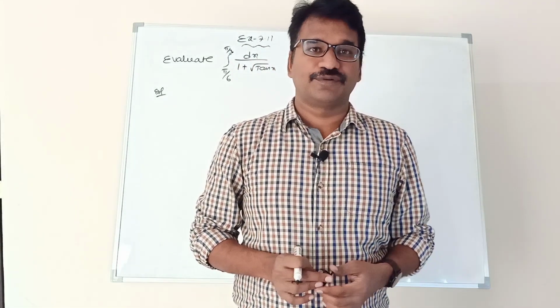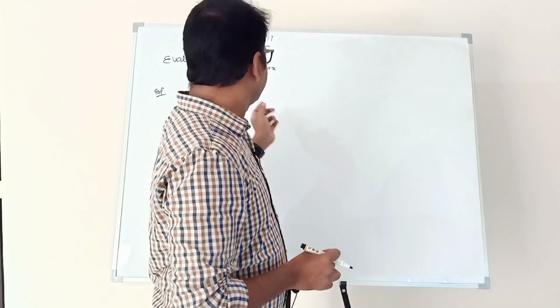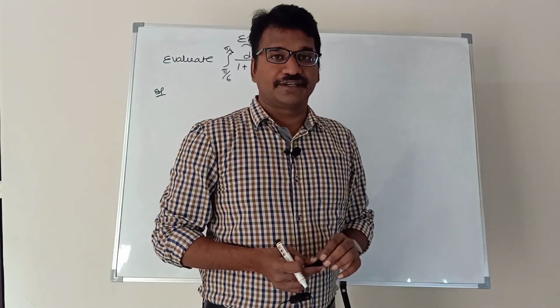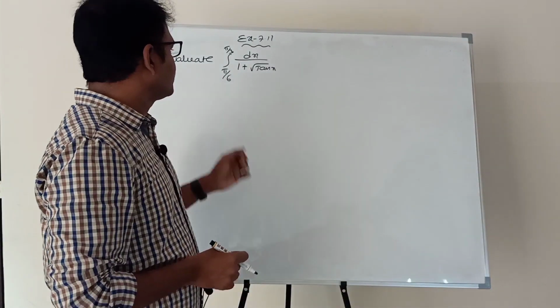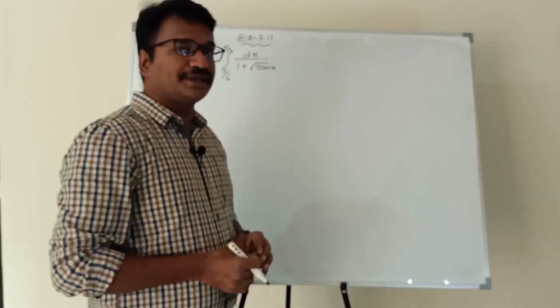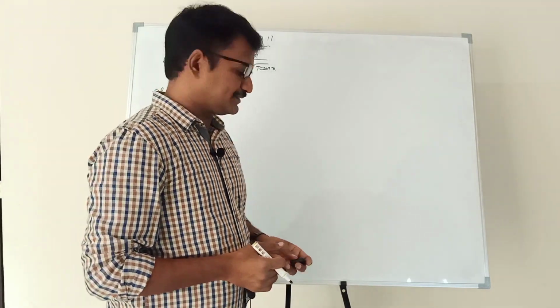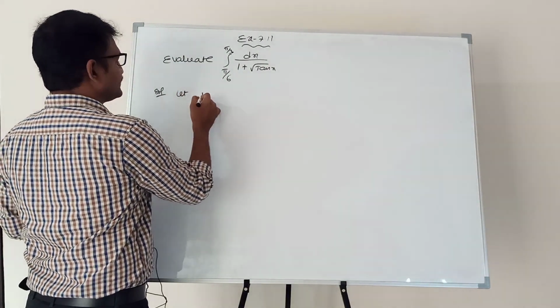In the last class I explained the properties of definite integration. Now we will discuss some problems based on definite integration properties in exercise 7.11. The first problem is: evaluate the integral from pi by 6 to pi by 3 of dx by 1 plus root tan x. So how to solve this problem? First, the given problem is equal to I.